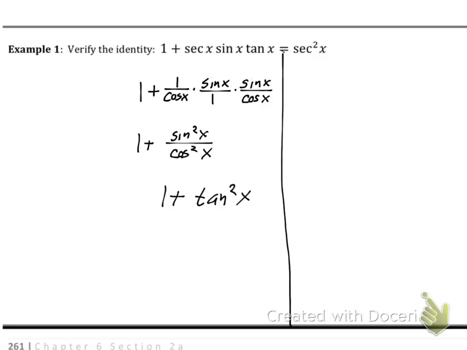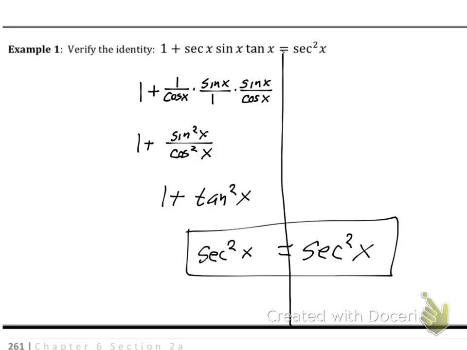Can I rewrite 1 plus tangent squared as something else? Remember, use your identity sheets if you get stuck. Yeah, secant squared x. Oh, boom. 1 plus tangent squared x, we can rewrite as secant squared x. Well, that's what I wanted it to equal. Boom, boom, boom. I'm done.